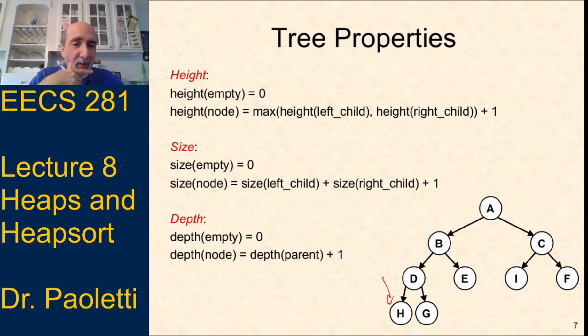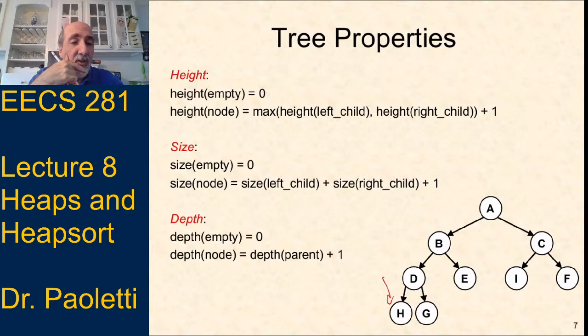For the depth, the depth of an empty tree or the depth of a null pointer is 0. Anybody else's depth is the depth of its parent plus 1. So you can think of the depth as really how many pointers did I take to get to this node, starting at the top.